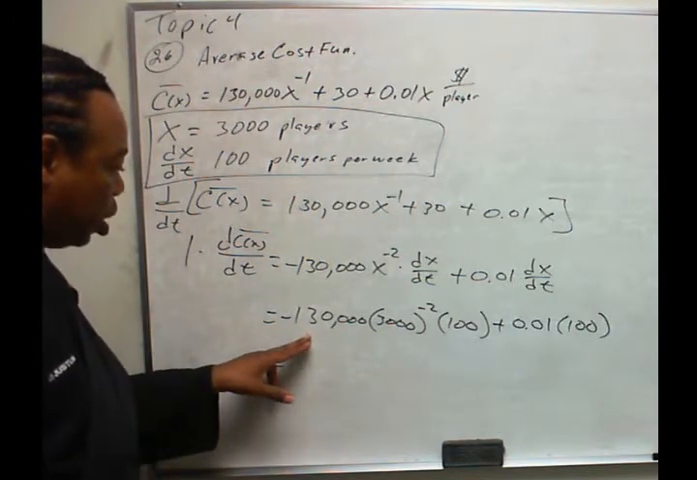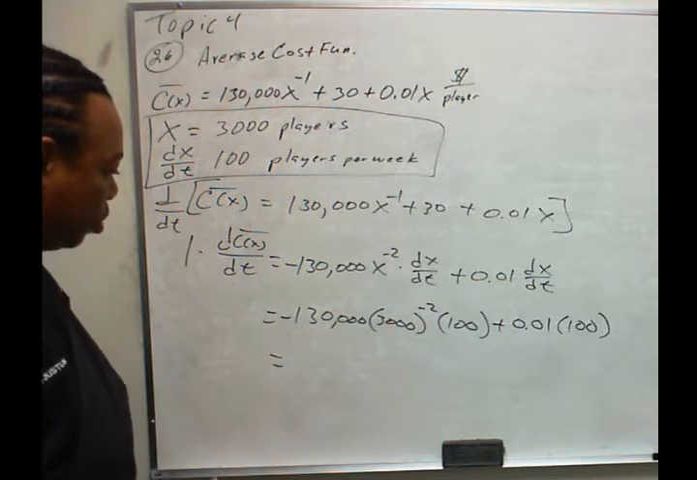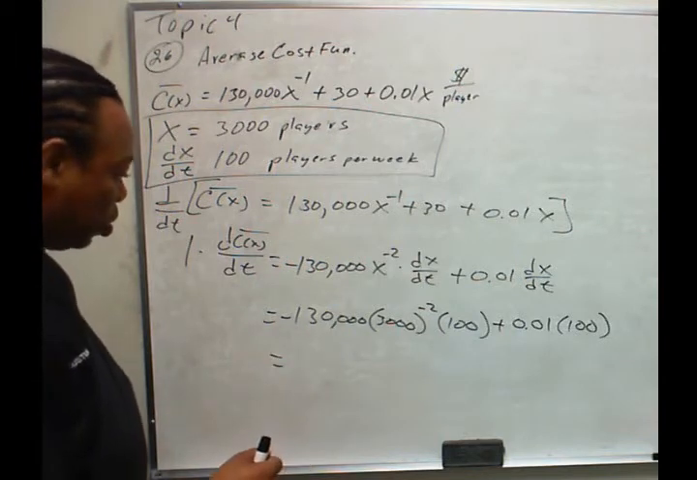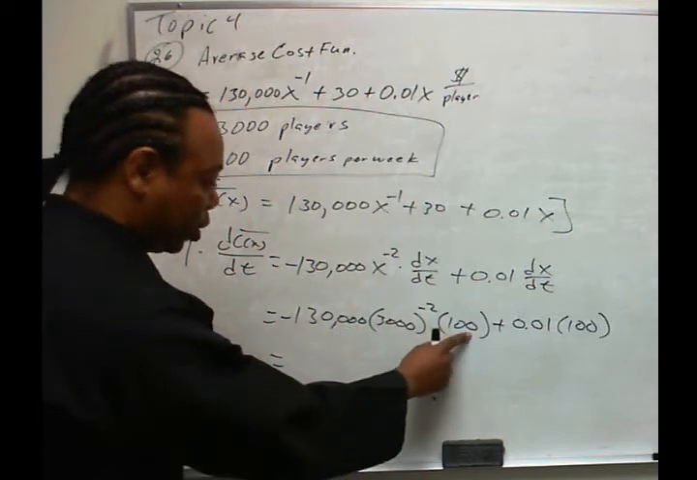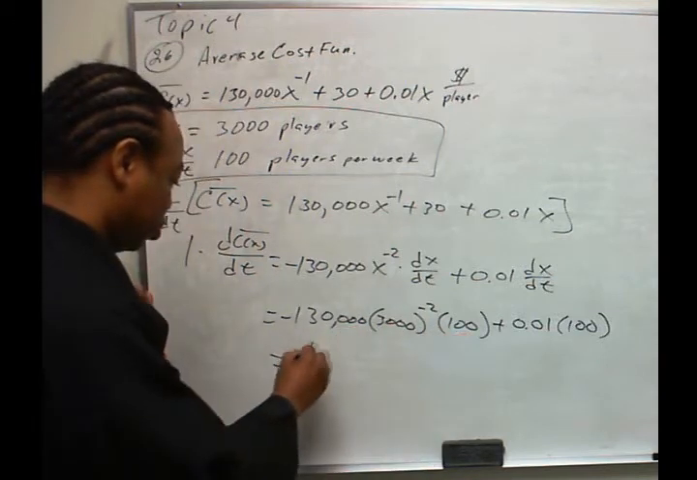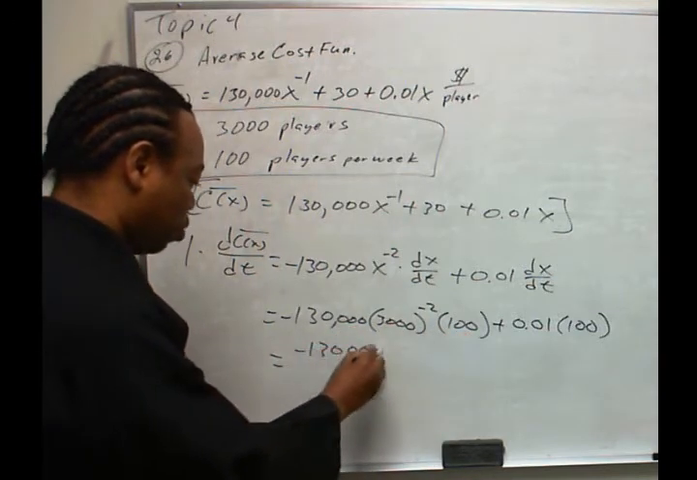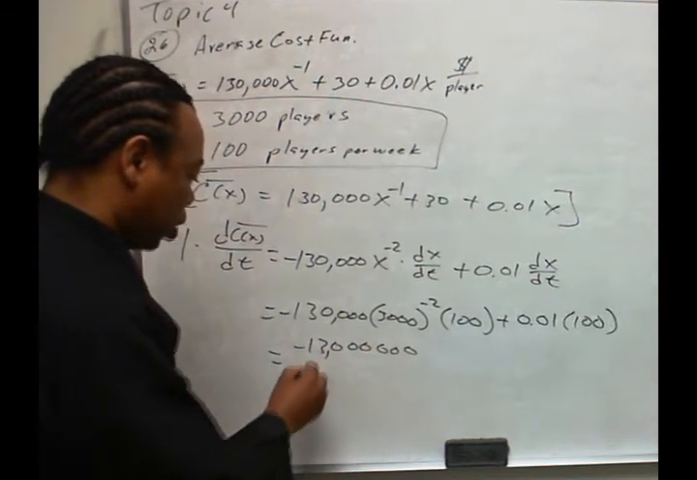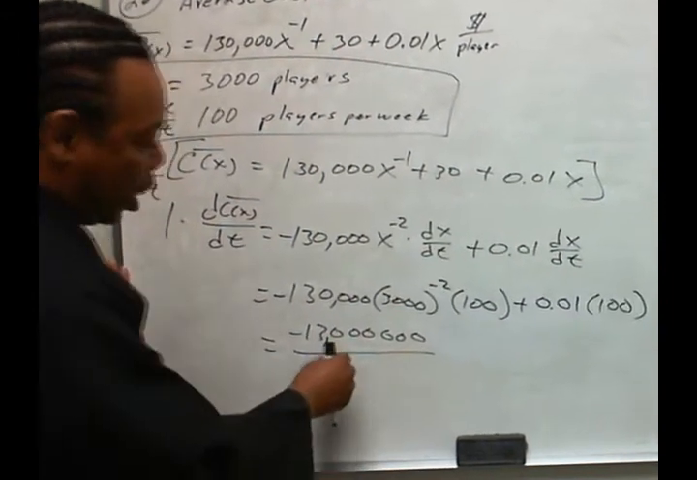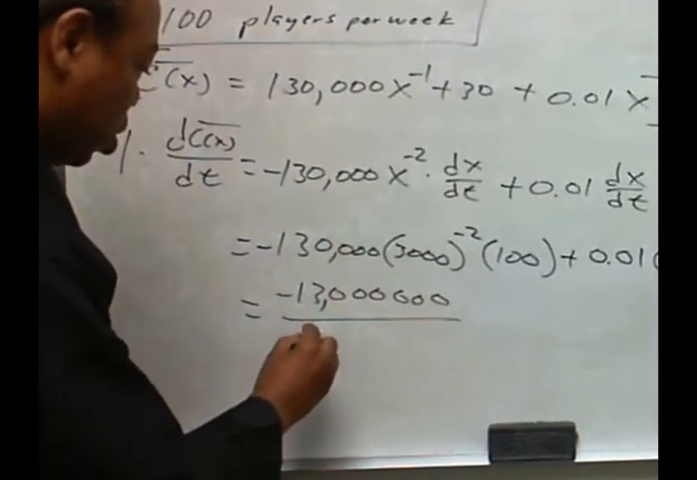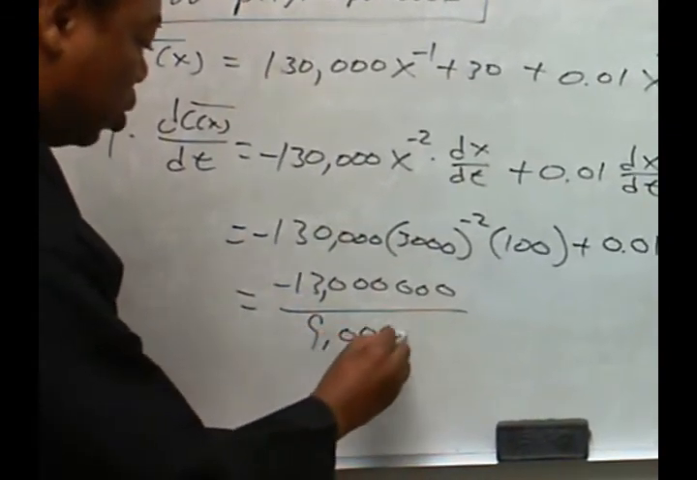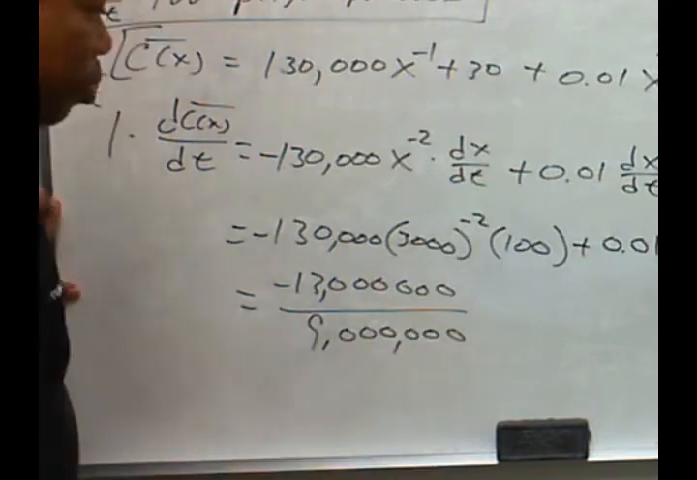Let's see what I can do on my own without using the calculator. I have a total of 1, 2, 3, 4, 5, 6 zeros here. Okay, 6 zeros there. When I square this, I have a 9 and 6 zeros.